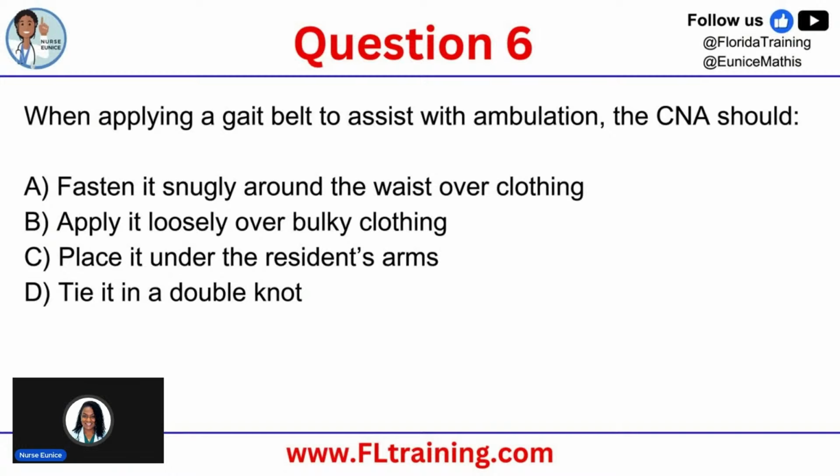Question 6. When applying a gait belt to assist with ambulation, the CNA should A, fasten it snugly around the waist over clothing. B, apply it loosely over bulky clothing. C, place it under the resident's arms. Or D, tie it in a double knot.